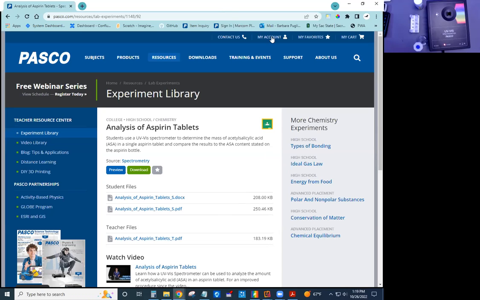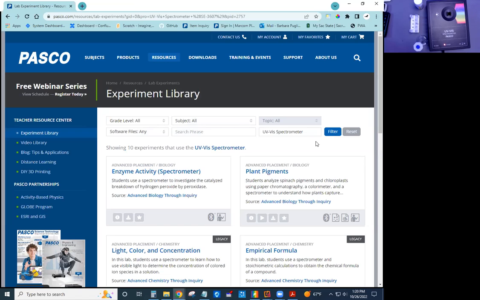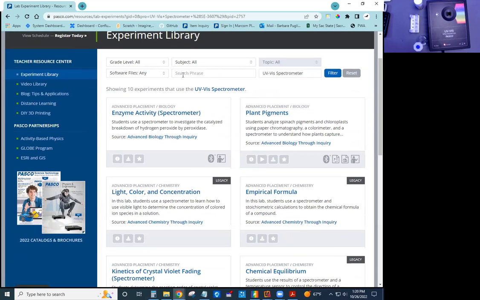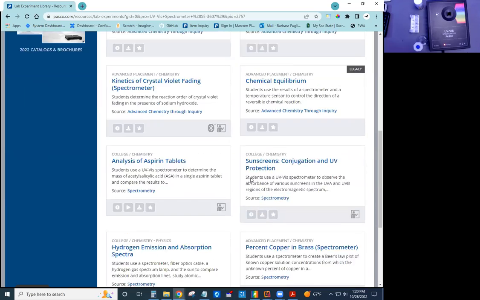And also a video. Some of the experiments here have videos, some don't. Some have sample data, some don't. Just take your time, check this out. If you want to just see what other UV-Vis labs there are, you can just type in UV-Vis in the search, or you can type in the product number SE-3607 and choose it, and then hit the filter button. And I didn't put anything in the search phrase, so everything's going to come up for that instrument and more.